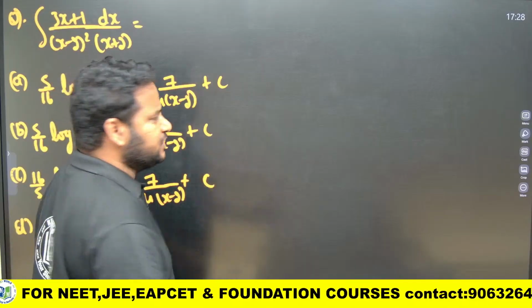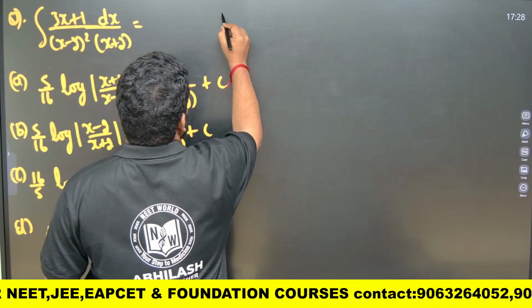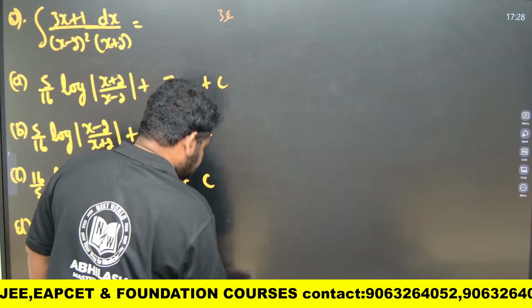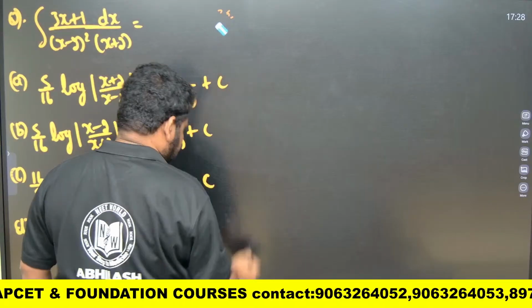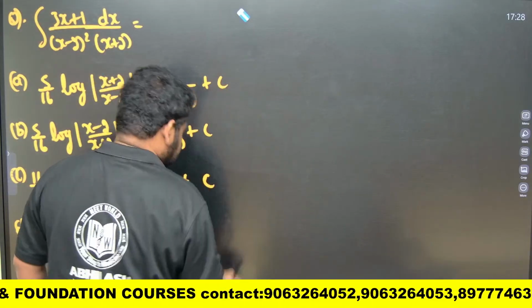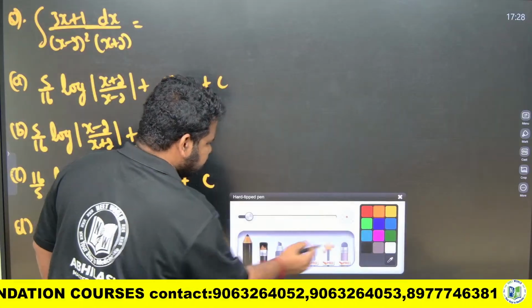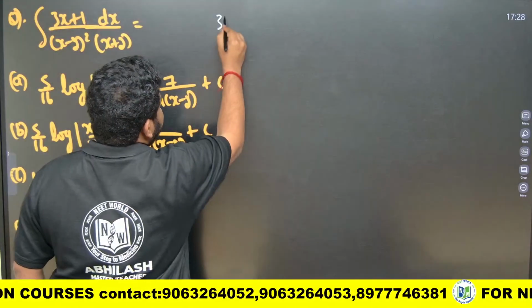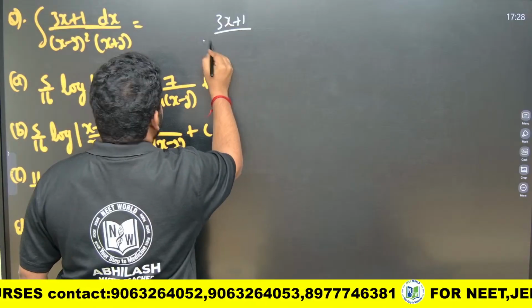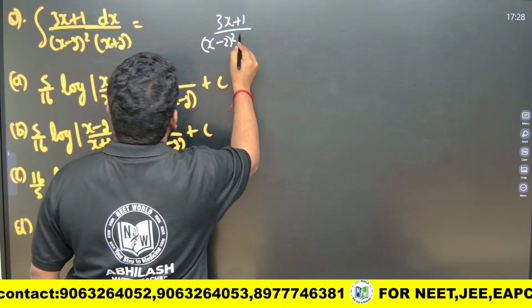So what should I do first? I should write this equal to what? Let me use another color, friends. Let this be (3x plus 1) by (x minus 2) whole square into (x plus 2).